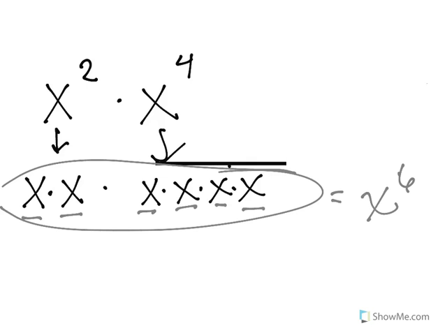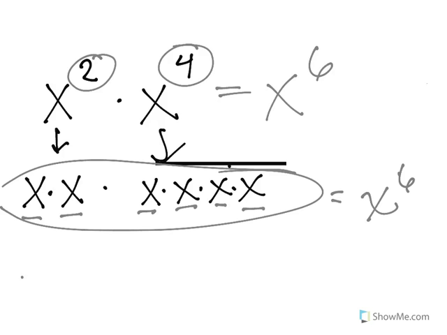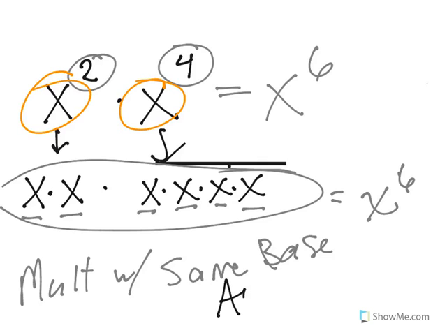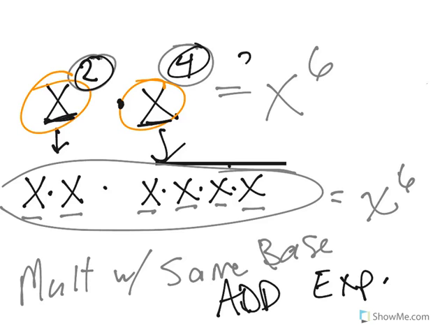Now, how does that relate to our initial question? Well, 2 plus 4 is 6. So if I multiply with the same base, meaning the x's, the piece that has the exponent is the same, we add the exponents. That's the first rule. When I multiply, same base, I add the exponents. 2 plus 4 gave me the 6.